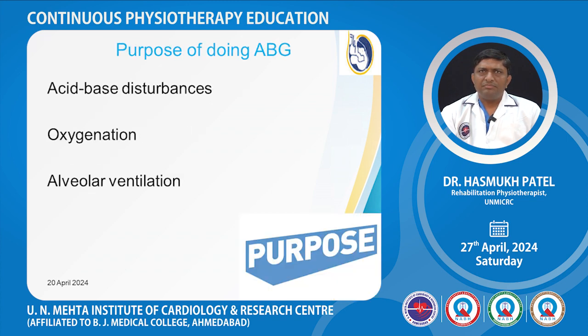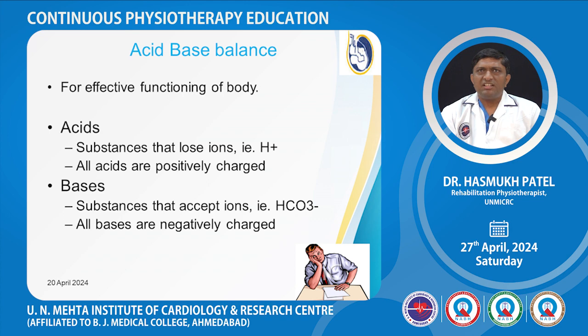Purpose of doing ABG. There are three main purposes: to evaluate the acid-base disturbance, to evaluate the oxygenation and to evaluate the alveolar ventilation. First, acid-base balance. Acid-base balance is important for the functioning of the body. Acids are substances that lose ions, for example H+; all acids are positively charged. Bases are substances that accept ions, that is HCO3-; all bases are negatively charged.